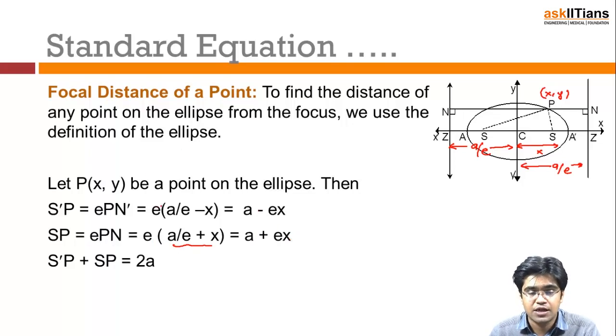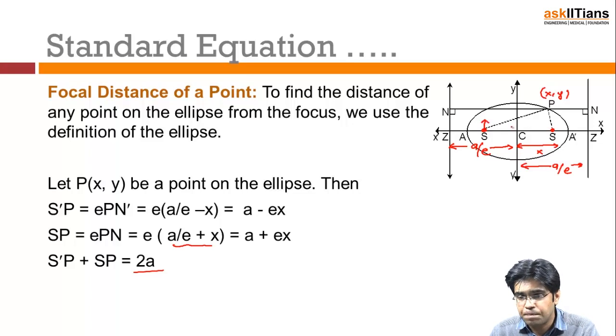If you join these two focal distances, that is S dash P and SP, the distances of the point from the foci, you will see that this sum is always constant and it's equal to the length of the major axis, that is 2A. So what I am trying to say is that no matter where this point P is, the sum of its distances from both foci S and S dash is always constant.